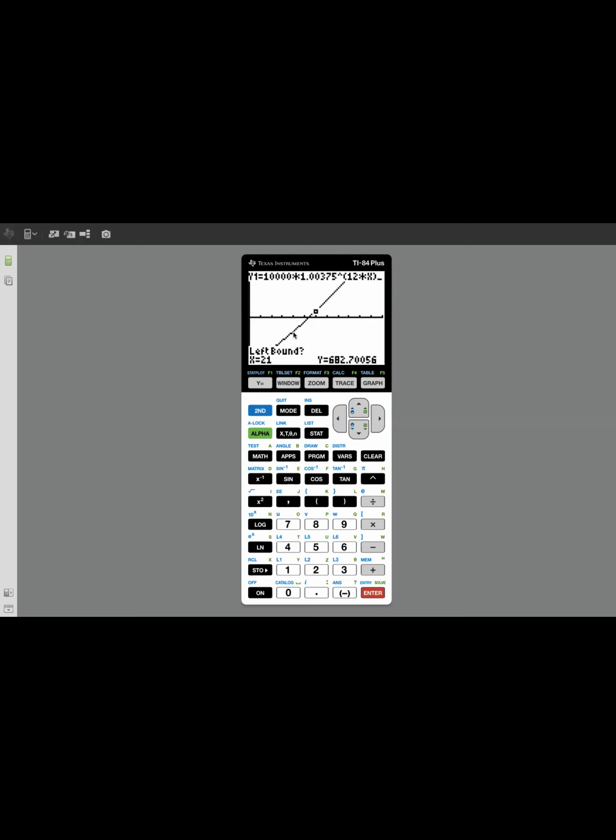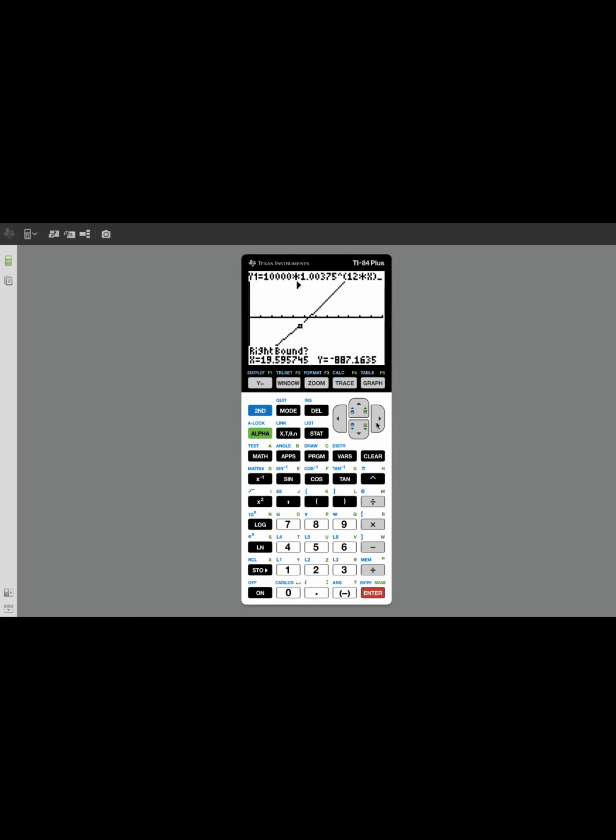And this is where we do the left and right bound. All right. So to do a left bound, just move your cursor to the left by hitting the left arrow button and move the cursor to the left of the 0 that you're trying to find, and put some good distance in there. All right. Once you have a good left bound, press enter. And again, it puts a flag right above where you set that left bound.